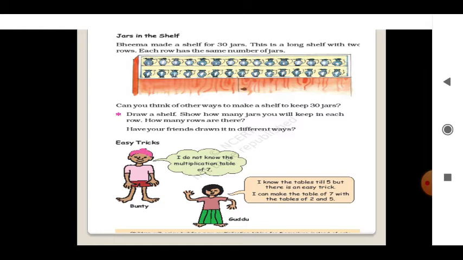Easy trick. Your two friends are communicating. Easy trick. I do not know the multiplication table.